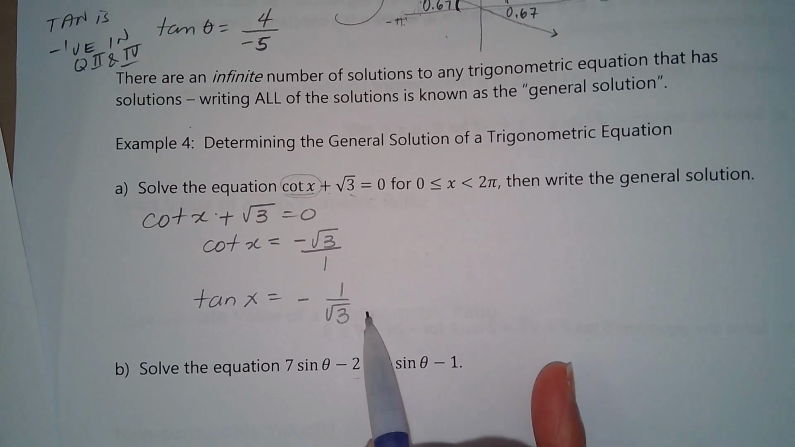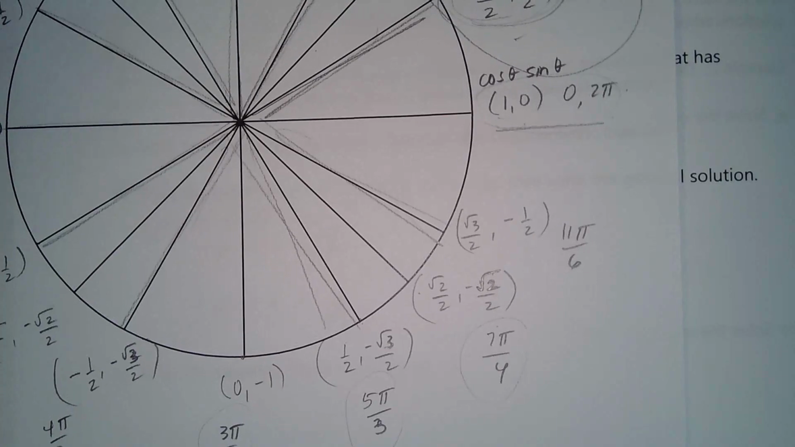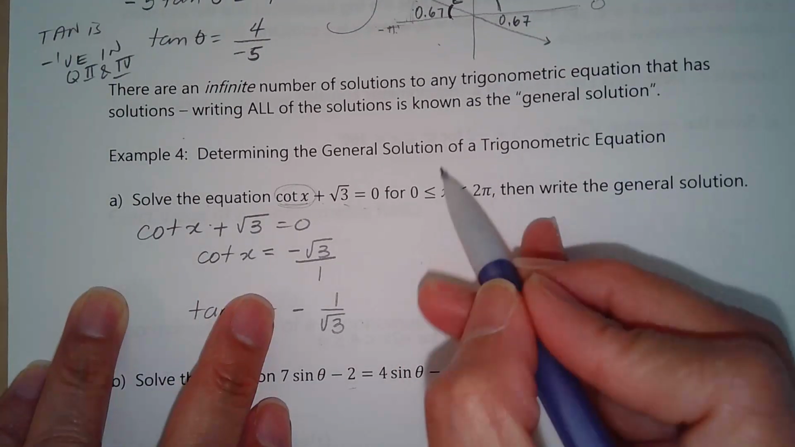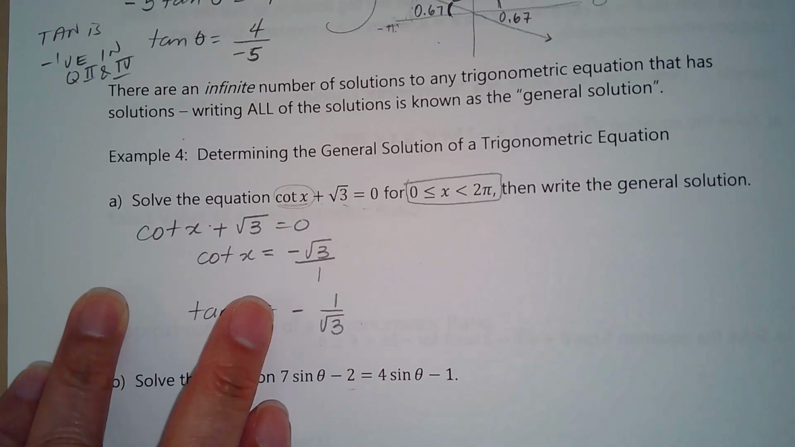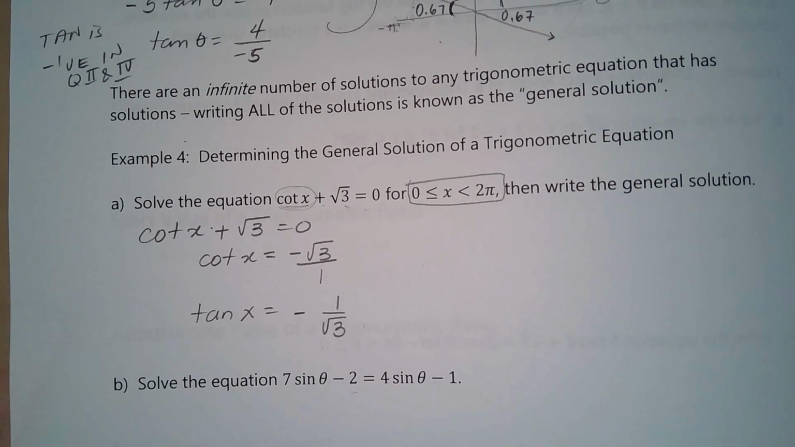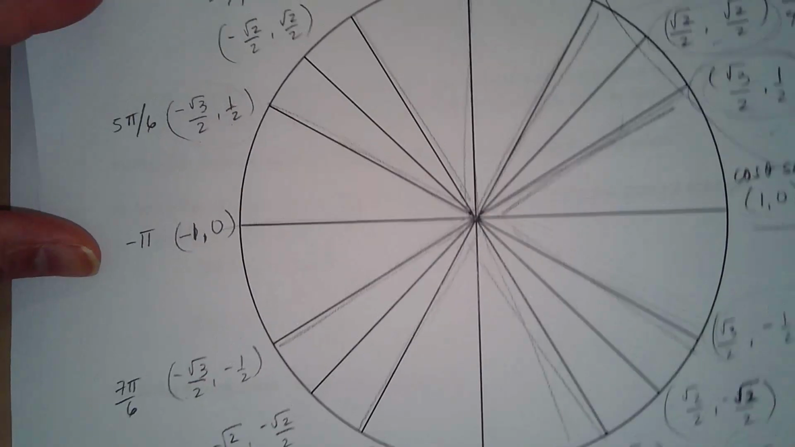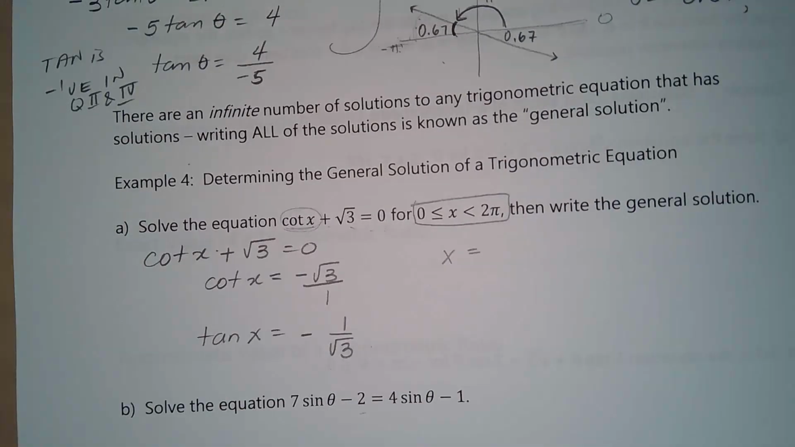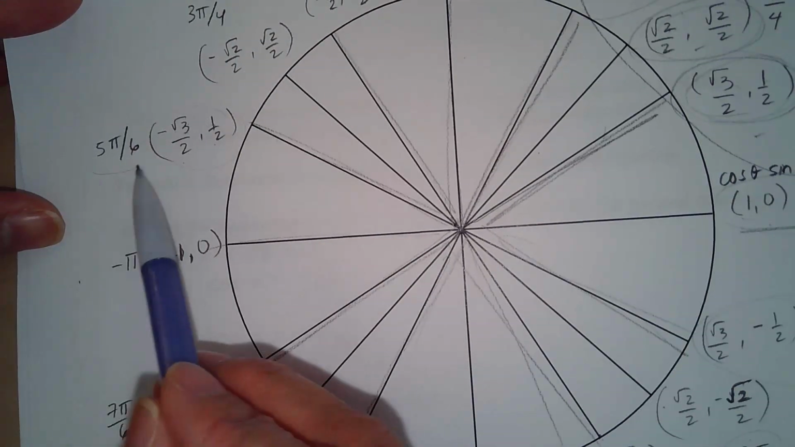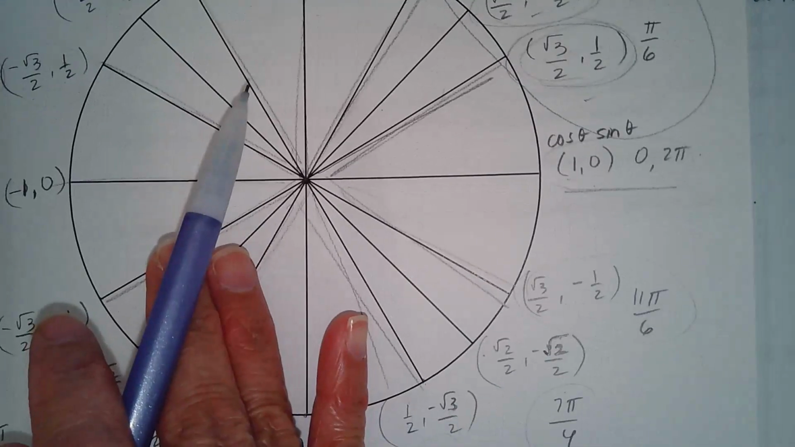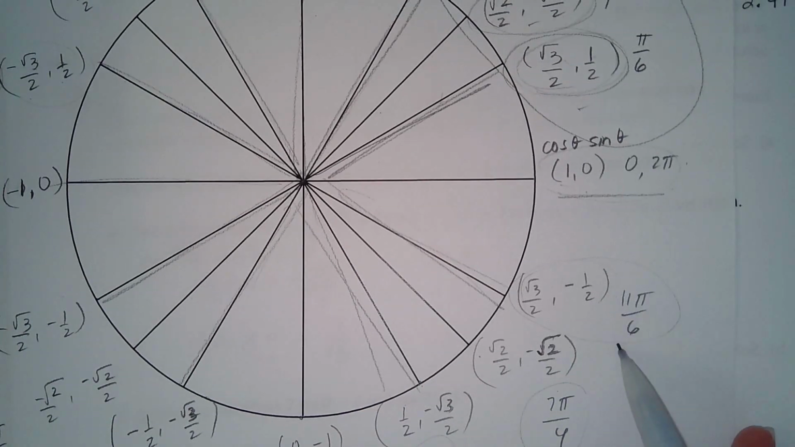Where's the other one? In the 4th quadrant, right? It's going to be over here. So we have two solutions. Let's see. Now it says here 0 to 2 pi. So that includes pretty much a whole circle. So x is equal to, what would that be? Okay. So that becomes 5 pi over 6 and 11 pi over 6.